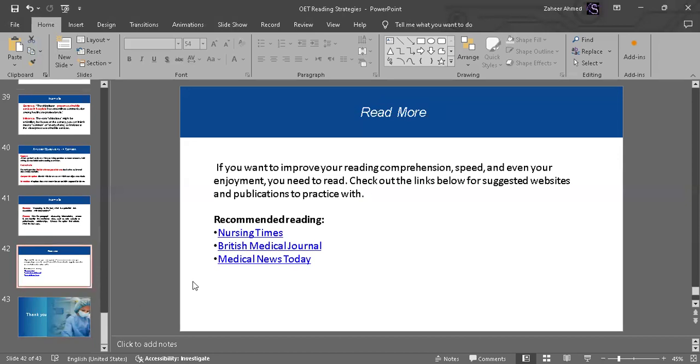Okay, these are some other recommended reading links for you. You can go to Nursing Times, British Medical Journal, and Medical News Today. Here you will find some text that is similar to your Section C. Then you will understand the overall meaning. This time your focus is on overall meaning, okay, not only the words.